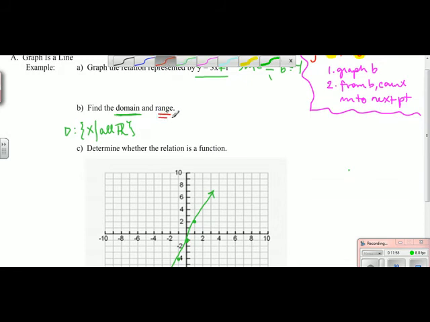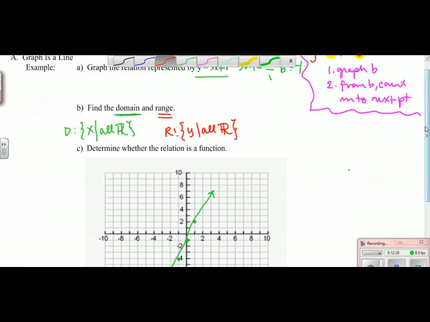If I think about the range, what will come out of this line? Remember, lines go on for all of eternity. And so what is going to come out of this eventually over time? Y such that all real numbers. There are no gaps, there are no breaks, nothing. So I can put all reals into it and I will get all possible reals out of it.